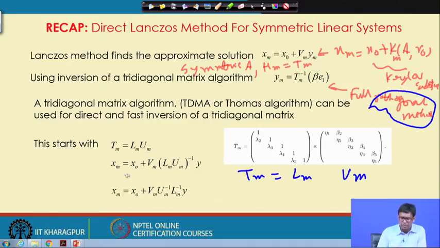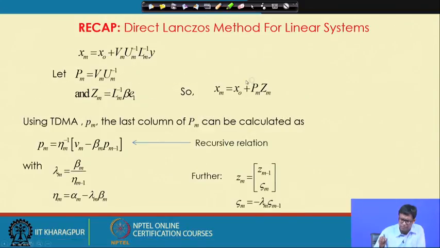We can substitute it. x m is equal to x 0 plus V m y m, where y m is T m inverse times beta e1. So, this is T m inverse, and y is y m here, and further one step gives us x m is equal to x 0 plus V m U m inverse L m inverse y. This is what we have done in the Lanczos algorithm earlier. And x m is equal to x 0 plus V m U m inverse L m inverse y.